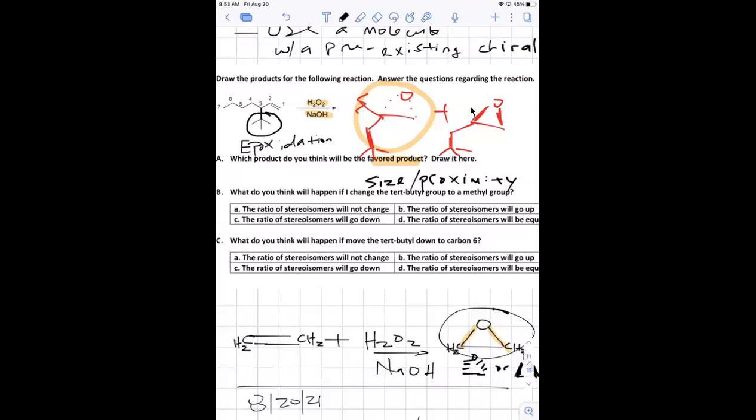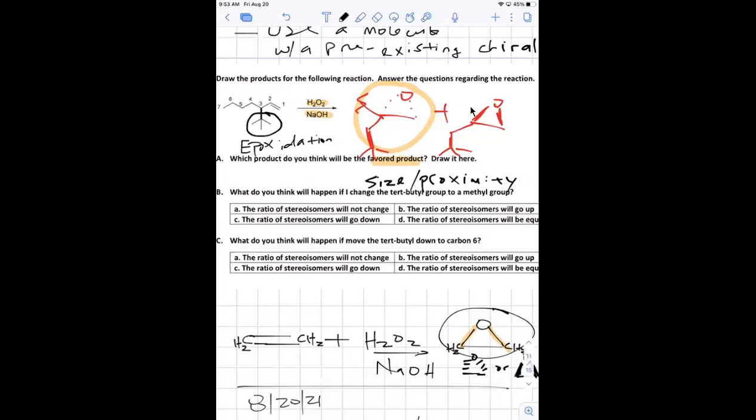If I take that and on the other example, we'll look at that Monday. We're going to talk about that more. But if I make the tert-butyl into just a simple methyl group, that means that the bulk of that actually decreases, right? And then proximity means just location. If it's closer to the reactive site or if it's further away.